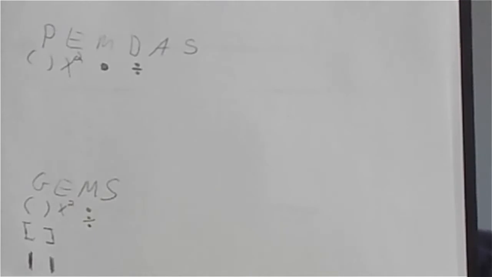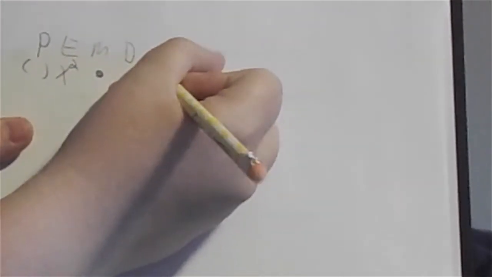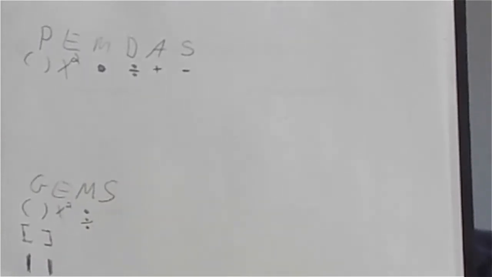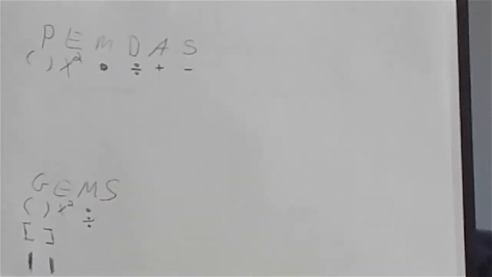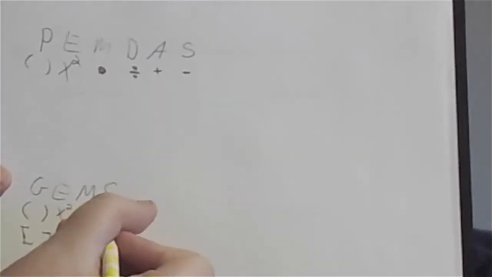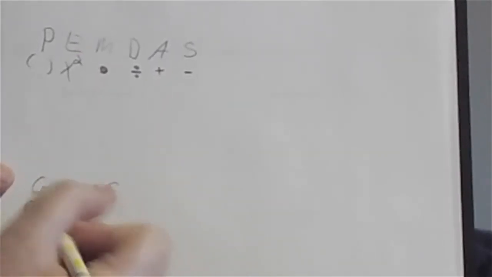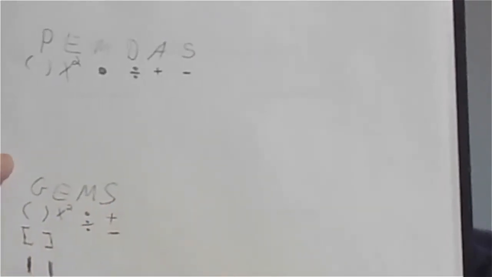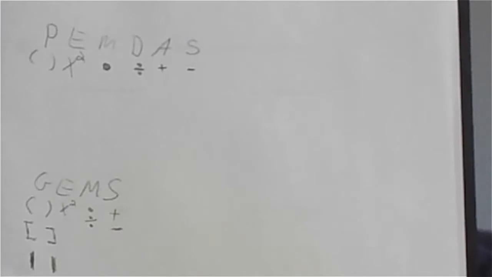Next, PEMDAS says comes addition, and then S for subtraction. However, adding and subtracting are just the same thing as well. They're just opposite of each other. Just like multiplying and dividing, addition does not come before subtraction. They are of equal value, so it's whichever one comes first when you read it left to right. Which is why GEMS just put an S, because it makes the word GEMS instead of the A. But it just means adding or subtracting, because secretly they are the exact same thing.